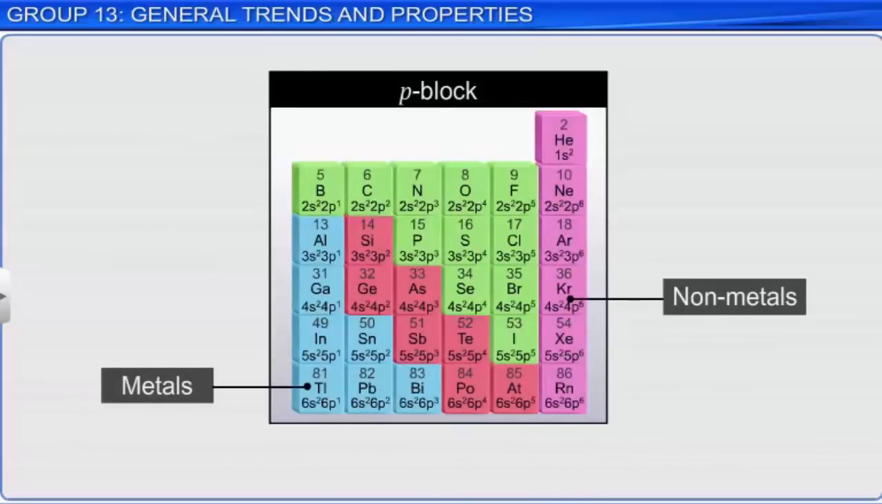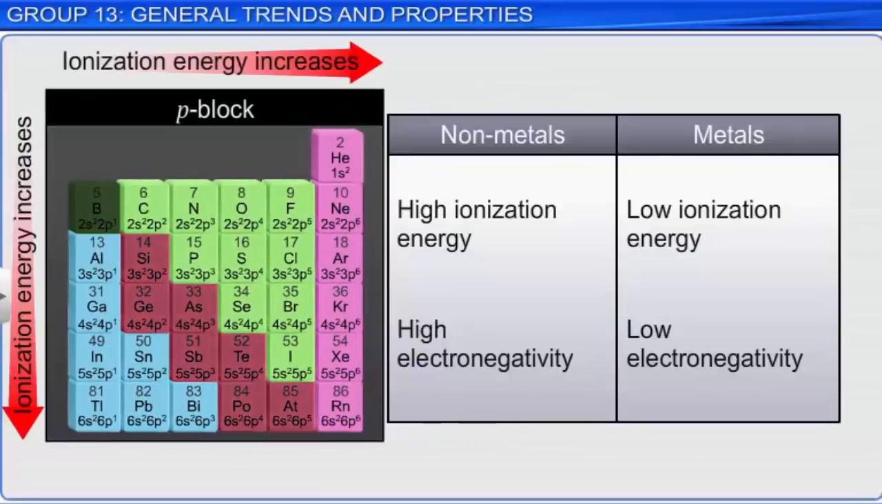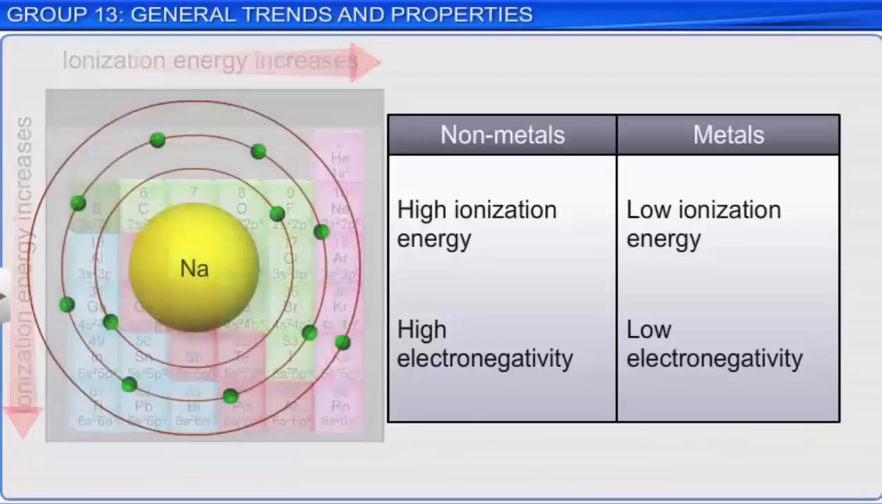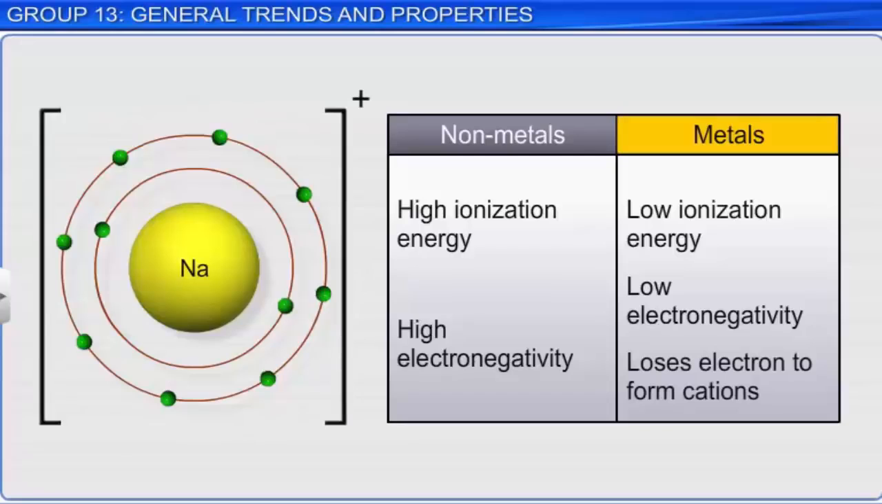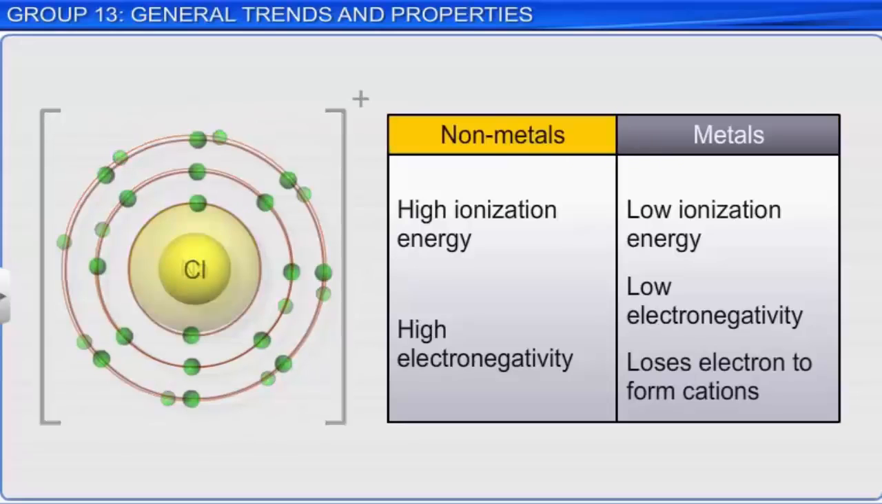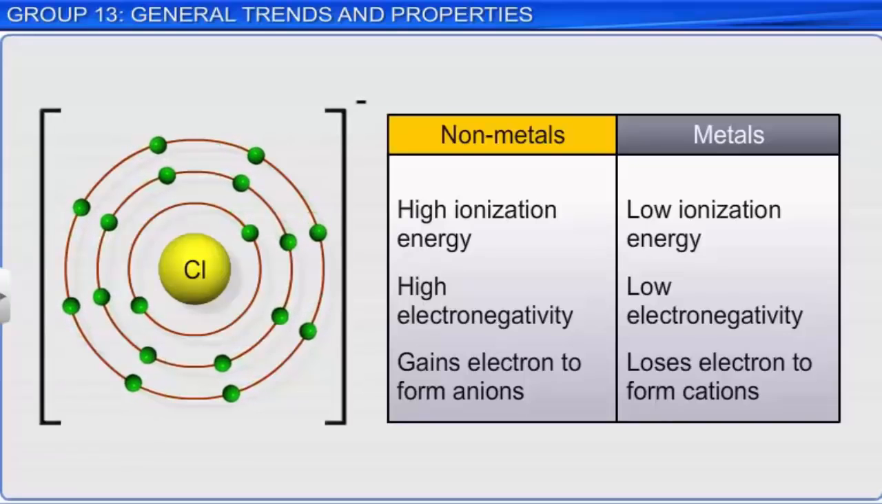Metals and non-metals have distinctly different properties. When comparing metals and non-metals, non-metals typically have higher ionization energies than metals. The electronegativities of non-metals are generally higher than that of metals. Therefore, metals readily lose electrons, forming cations. Non-metals typically gain electrons, forming anions.